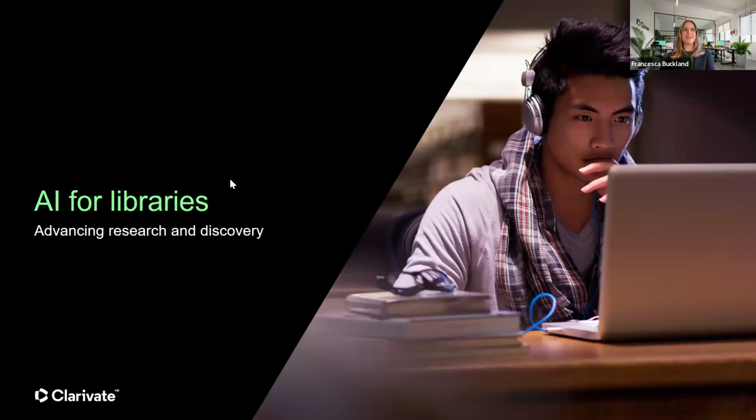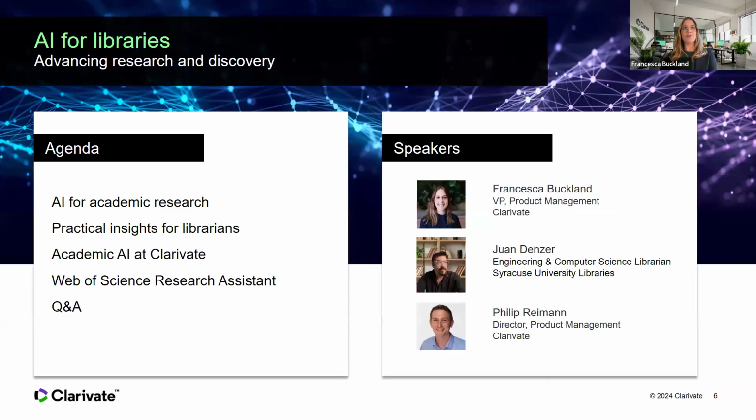Thanks so much, Sabrina. Welcome to today's session, everyone. We're going to be talking today about AI for libraries. Just to give you a quick introduction, I'm Francesca Buckland, Vice President of Product Management here at Clarivate. And we have a packed agenda. I'm going to be talking a little bit about AI for academic research and some of the things that we've found listening to the academic community so far within Clarivate.